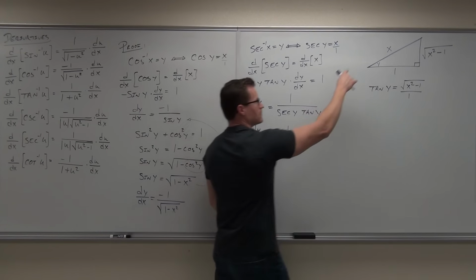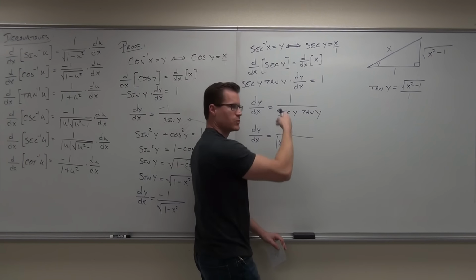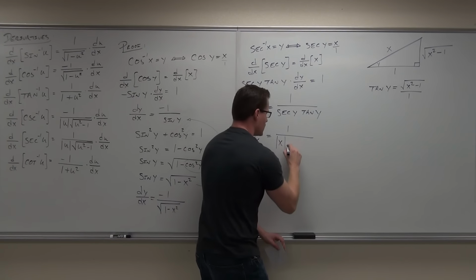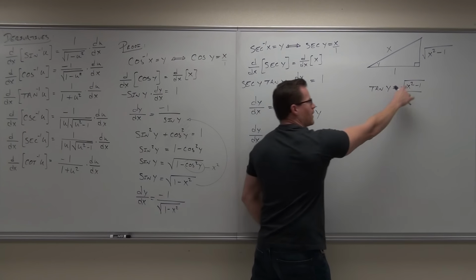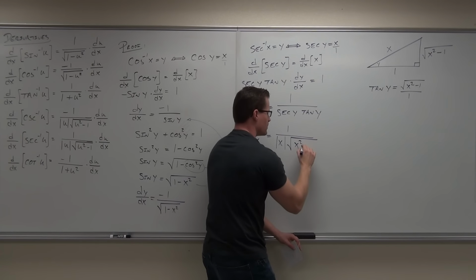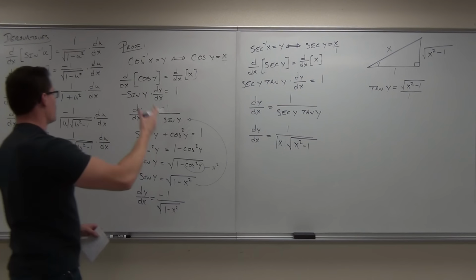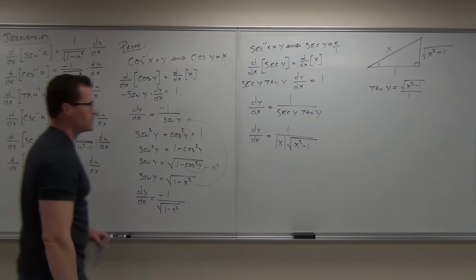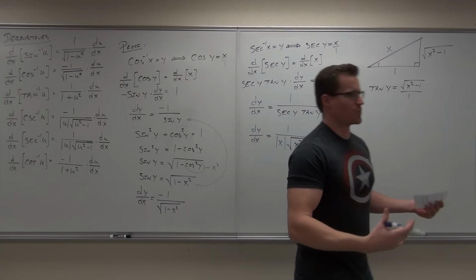So secant y gives us x. We do absolute value x as a hypotenuse. Tangent, well, we found that. Tangent is the square root of x squared minus 1. And we've just proved, I hope we proved it. That looks right to me. Instead of u's, we have x's, but that's the proof for it.